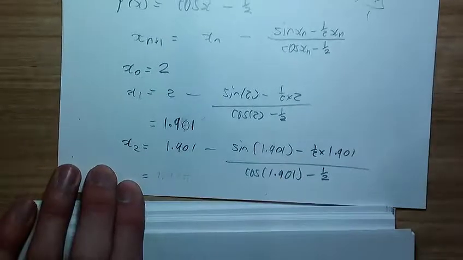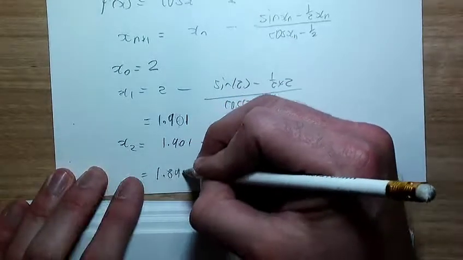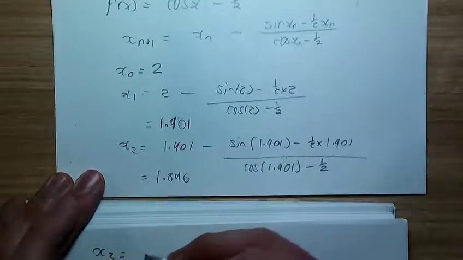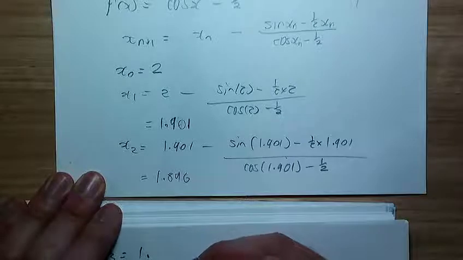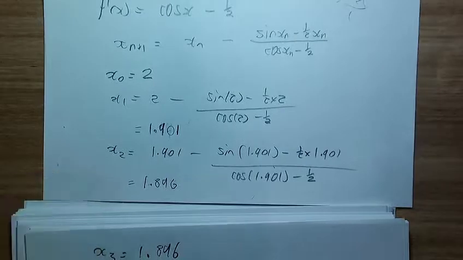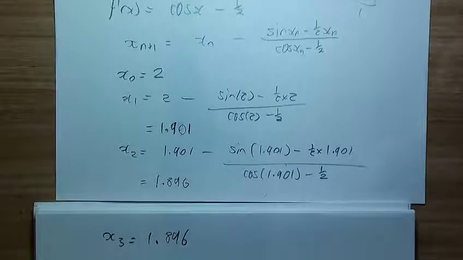And I get 1.896. And the next 3, if I do my working, comes out to 1.896 again, rounded off. And so it looks like to 2 decimal places, it's 1.90. Yay.